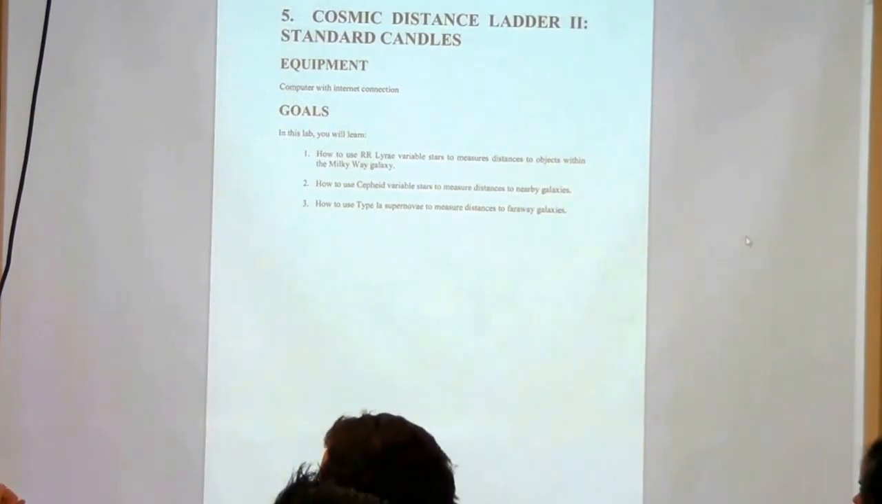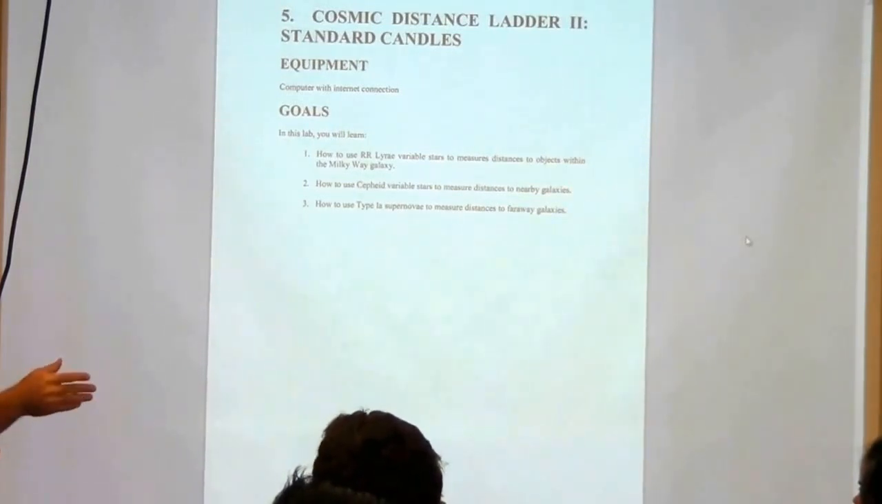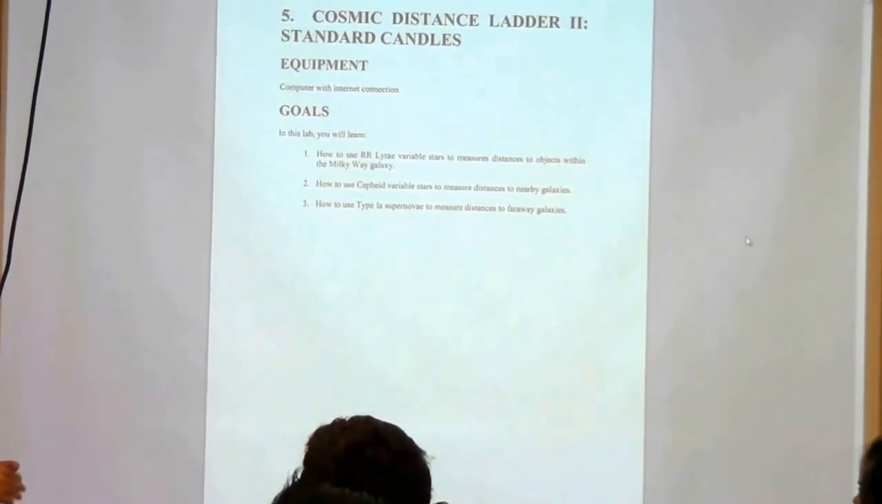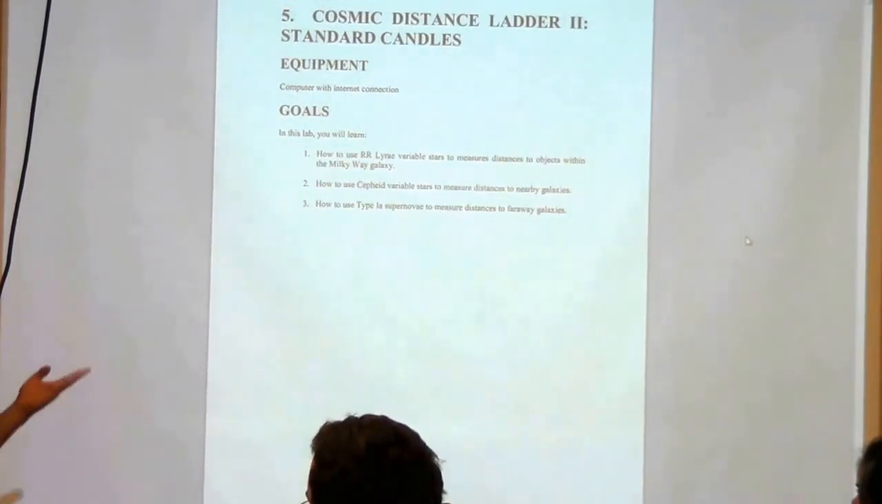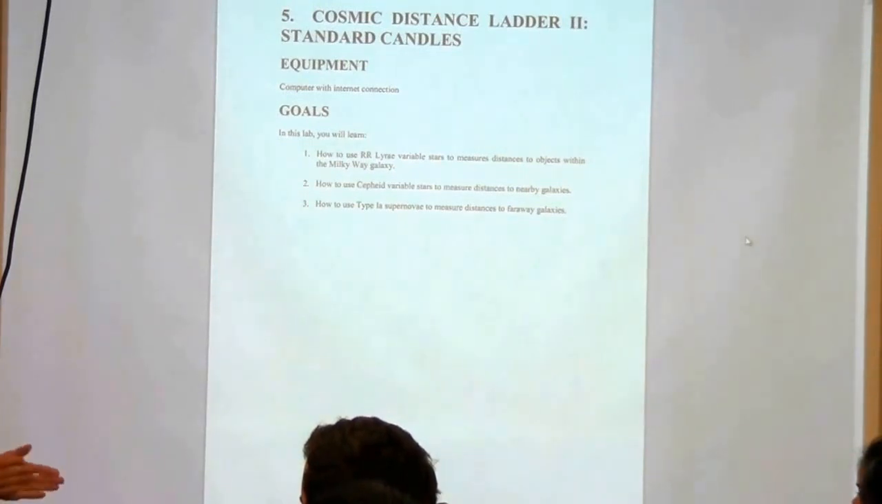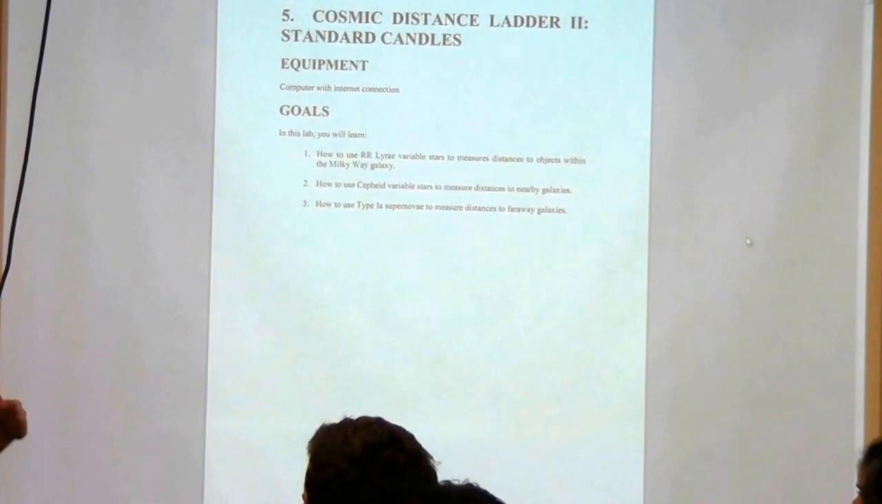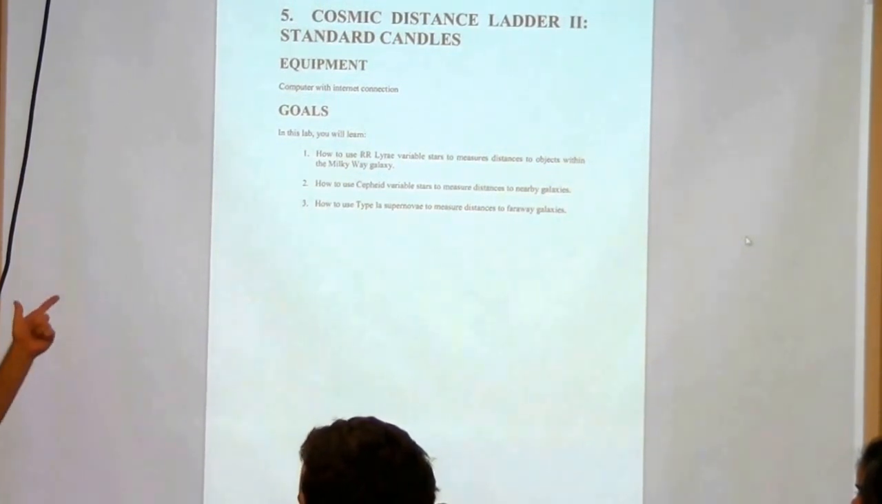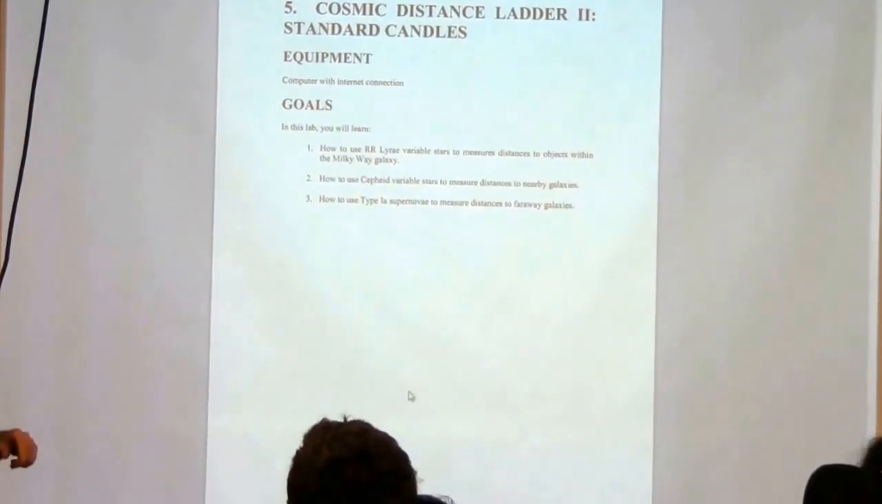So we use these things called standard candles, and there are varying distances. You have RR Lyrae to get you to globular clusters in our own galaxy. You have Cepheids, which get you to nearby galaxies, and then you have Type 1a supernovae, which gets you way past them. Okay? So you're basically going to do one example of each one of these types of stars.